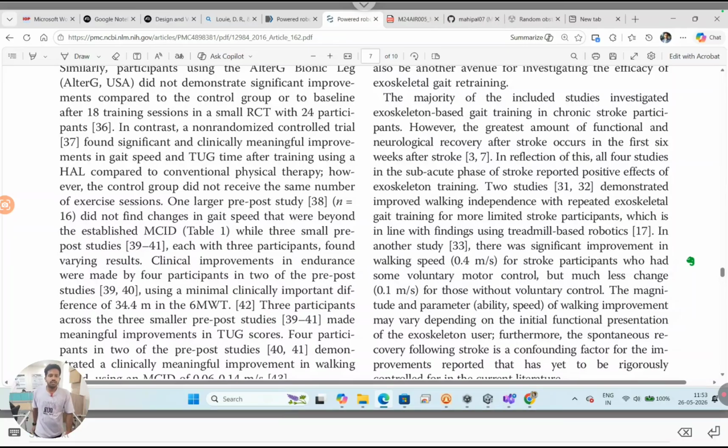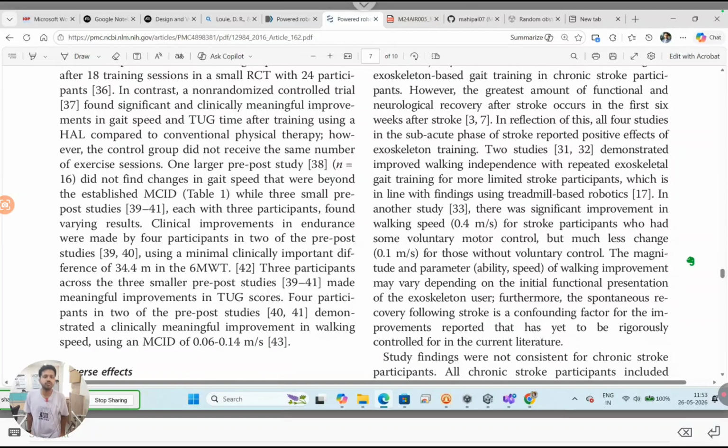In another study, there was significant improvement in walking speed, 0.4 meters per second, for stroke participants who had some voluntary motor control, but much less change, 0.1 meters per second, for those without voluntary control. The magnitude, ability and speed of walking improvement may vary depending on the initial functional presentation of the exoskeleton user. Furthermore, spontaneous recovery following stroke is a confounding factor for improvements reported that has yet to be rigorously controlled for in the current literature.